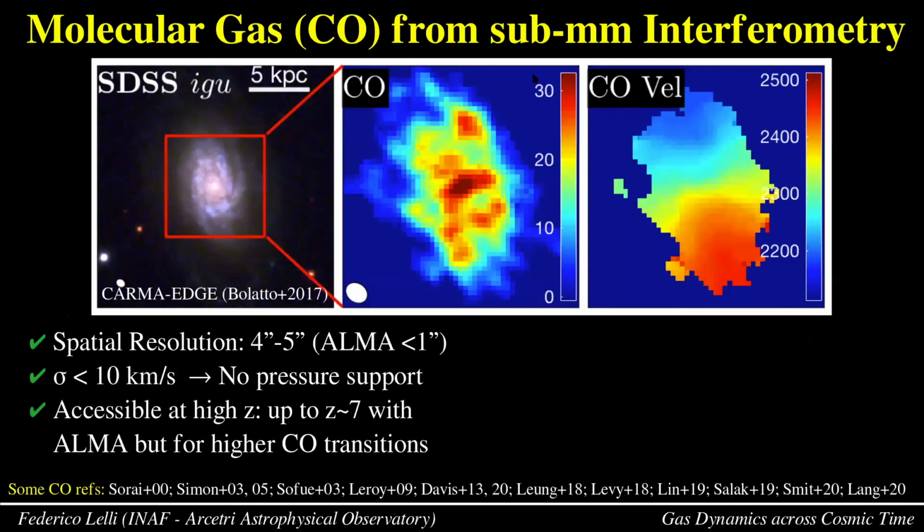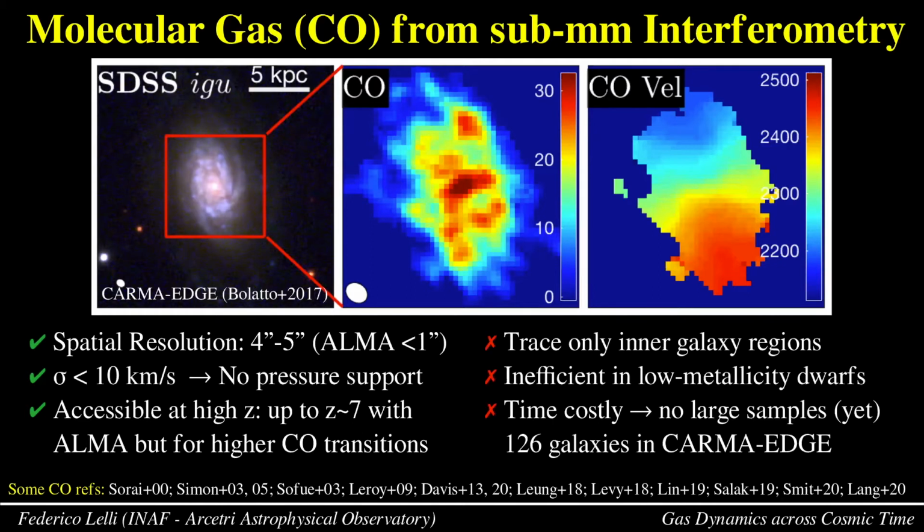Now, the CO line has also typically good resolution thanks to the power of interferometry. Usually, we used to have resolution of the order of 4 or 5 arcseconds. Now with ALMA, we can push to 1 arcsecond or even less. The great advantage of this line is that CO is generally dynamically cold, so we don't need to worry about pressure support. This line is also accessible at higher redshift, in principle up to redshift 7 or so with ALMA, but we are going to look at brighter, higher CO transitions, so we don't necessarily probe the same physical state of the molecular gas. Again, one of the disadvantages is that we trace only the inner galaxy regions.